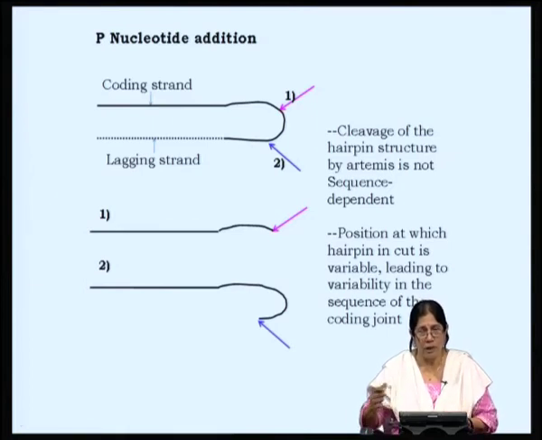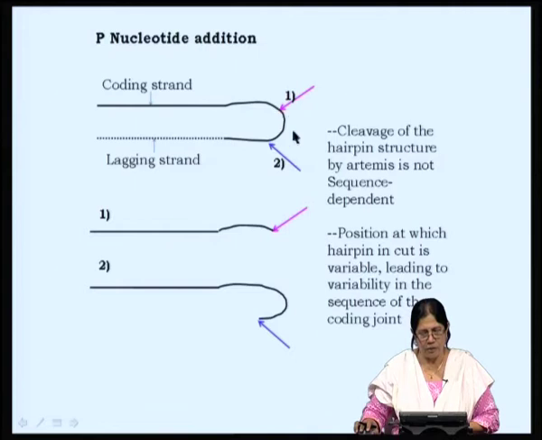All these are going to change the frame, are going to change the amino acid sequence, the information of which was available on the coding strand earlier. To look closely at the P nucleotide addition and to make it a little bit clearer, I have a diagram here: the coding strand and the lagging strand, which is in dotted line. Now, it is after all the coding strand that matters.